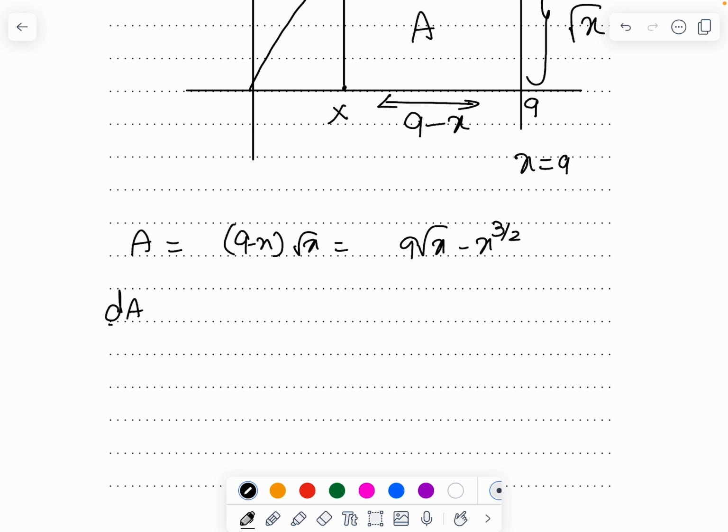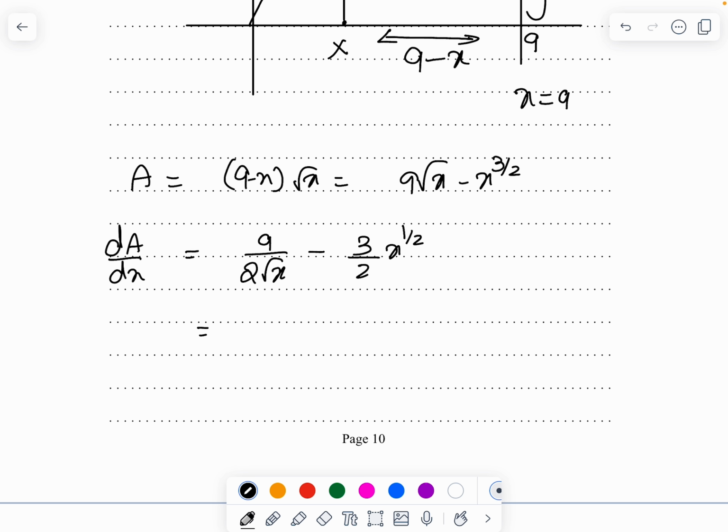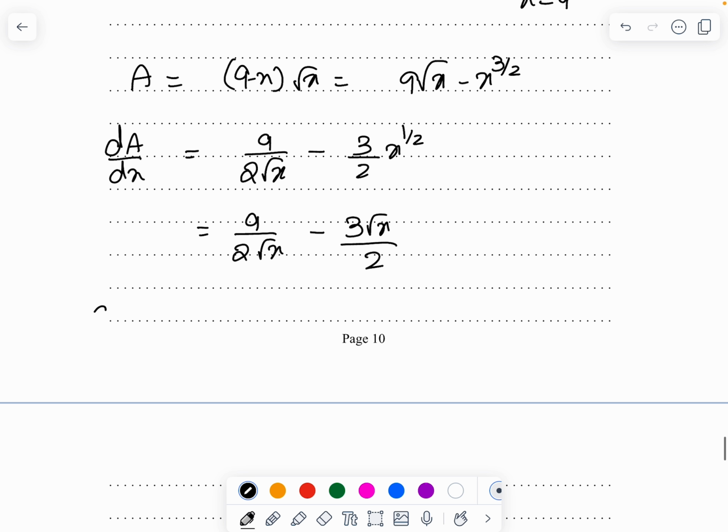Now, for the maximum value, find the first derivative first of all. The derivative of 9 root x is 9 upon 2 root x, and the derivative of 3 upon 2 x power 1 upon 2 gives 3 upon 2 times root x. So this becomes 9 upon 2 root x minus 3 root x upon 2. Now the first derivative should be equal to 0.